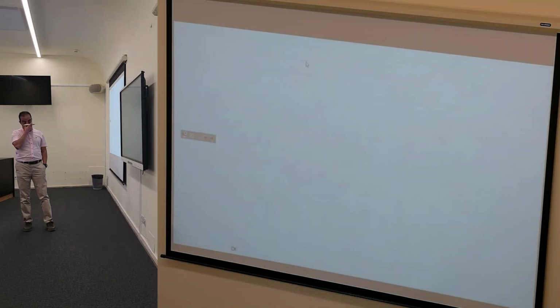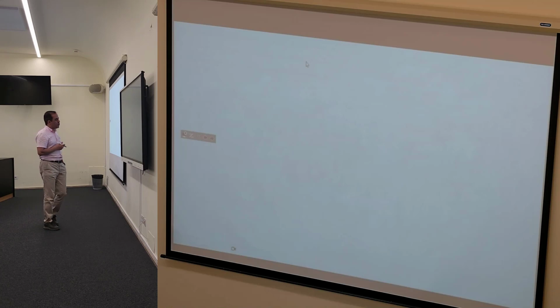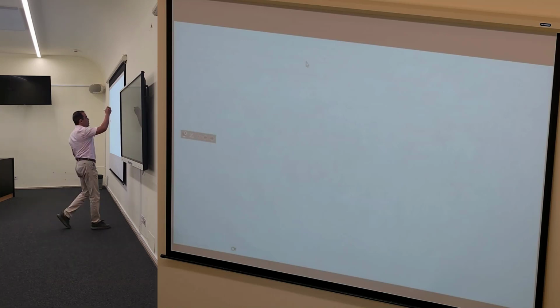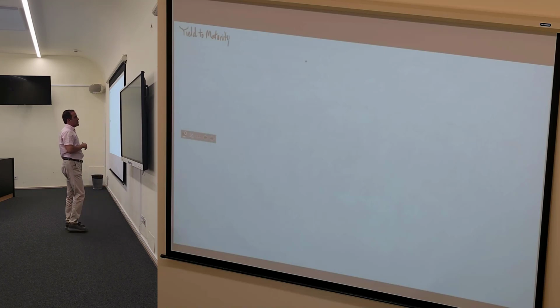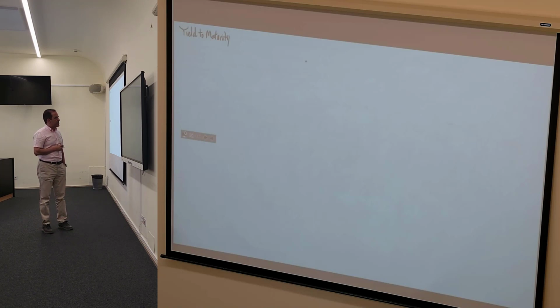Okay, so now the second concept, the most important concept that should be considered, is the yield to maturity, and the calculation of the yield to maturity. So let's talk about yield to maturity. That is the most accurate measure to reflect the interest rate.